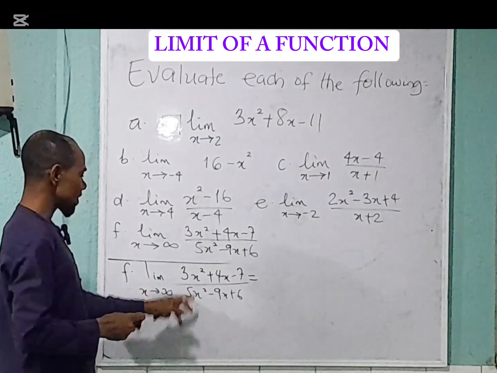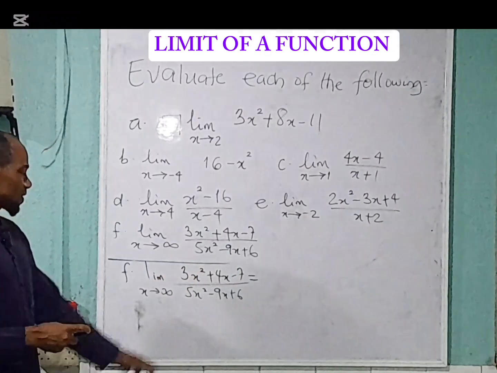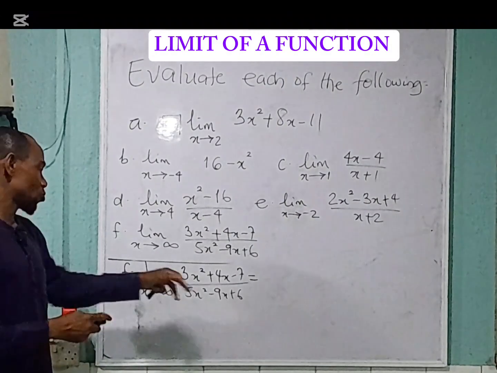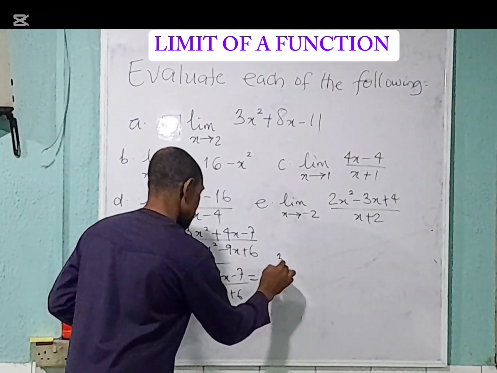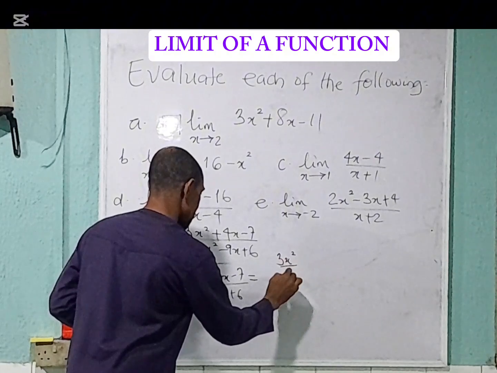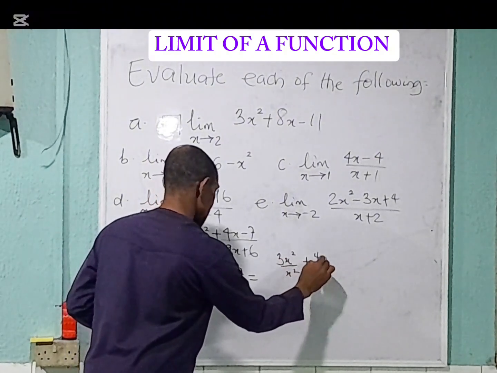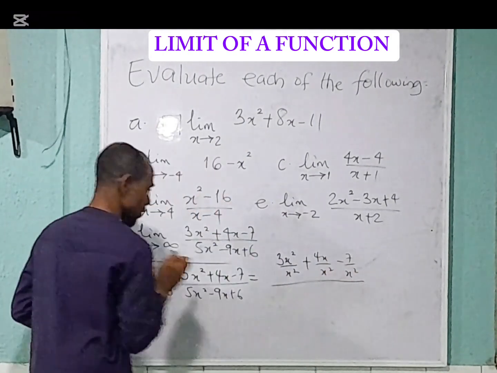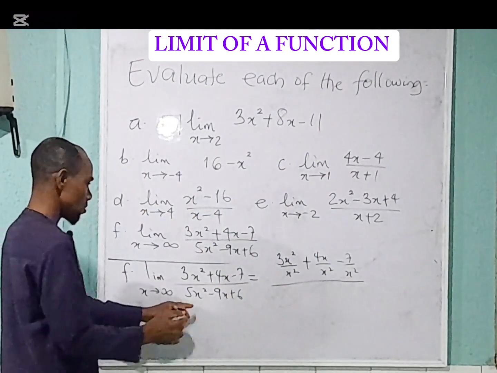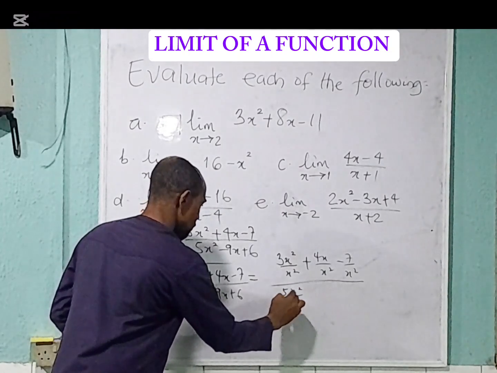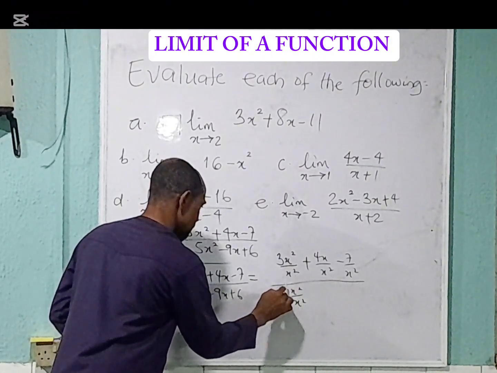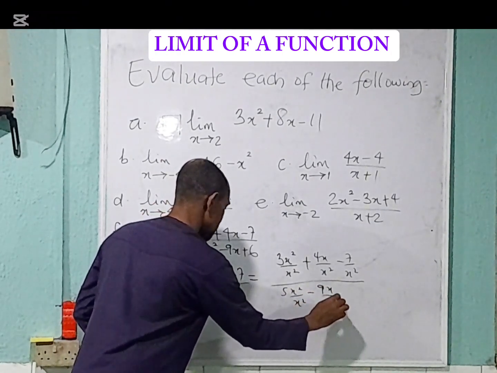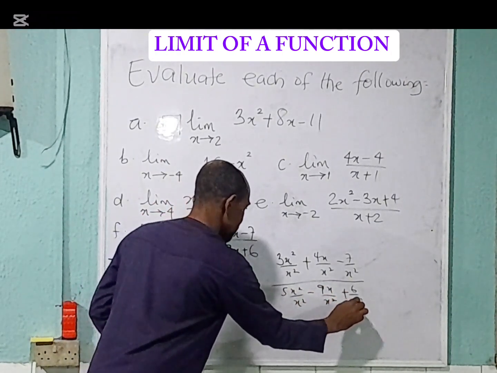You divide each term by the highest degree of x. The highest degree is 2. This is x power 2. So I'm going to have 3, that's the numerator, x squared over x squared, plus 4x over x squared, minus 7 over x squared. That's the numerator. The same thing goes to the denominator. 5 x squared over x squared minus 9x over x squared plus 6 over x squared as well.